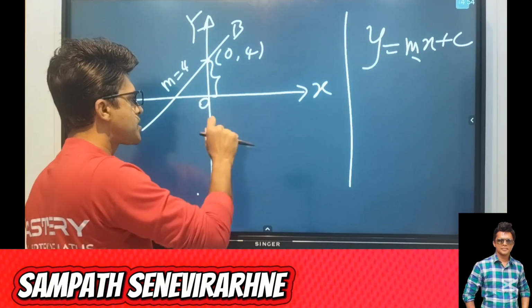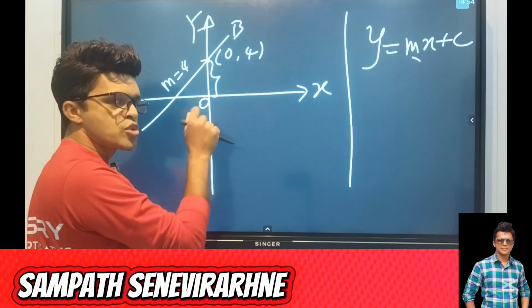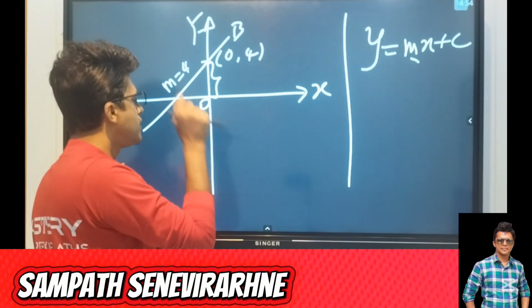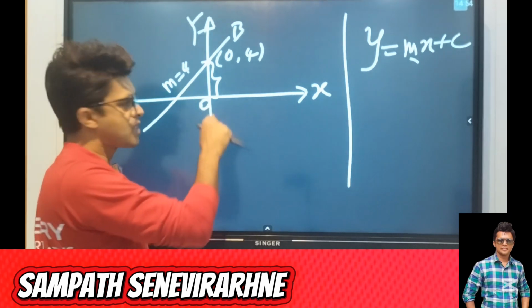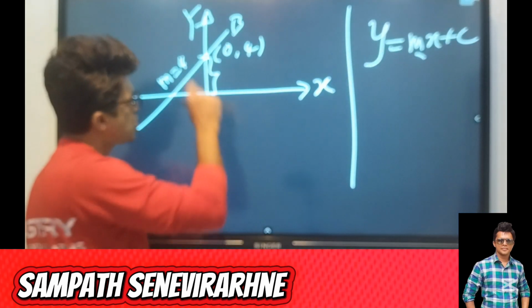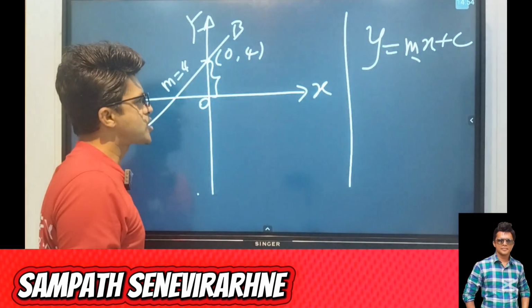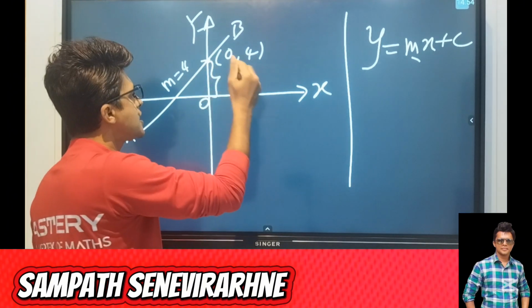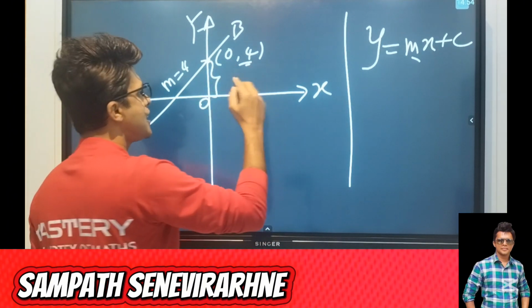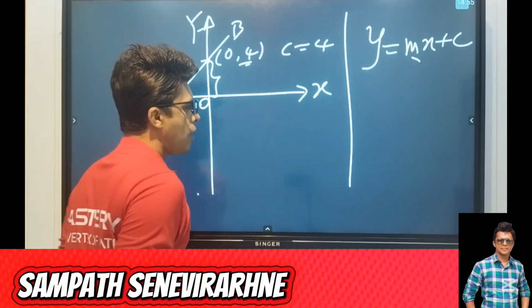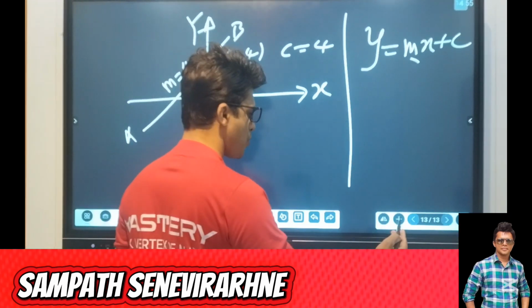C is the distance along the y-axis to the linear graph from the origin, right? The distance from the origin along the y-axis to the linear graph is c. Really c is this one, right? C is 4, right?